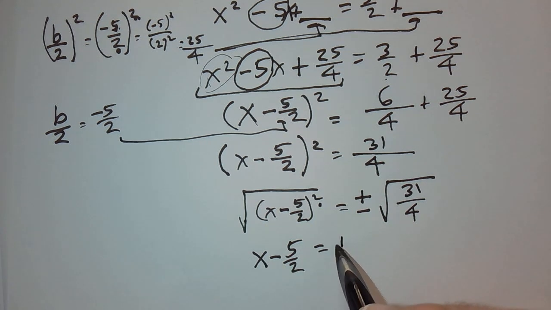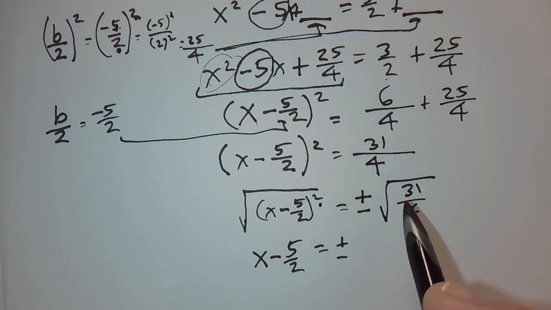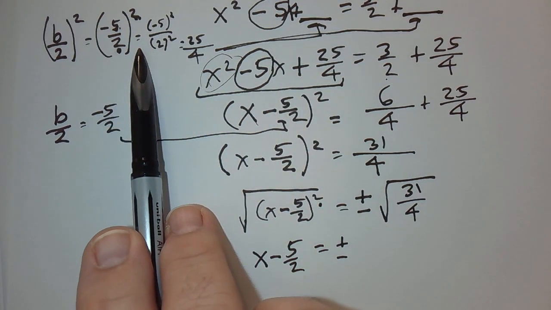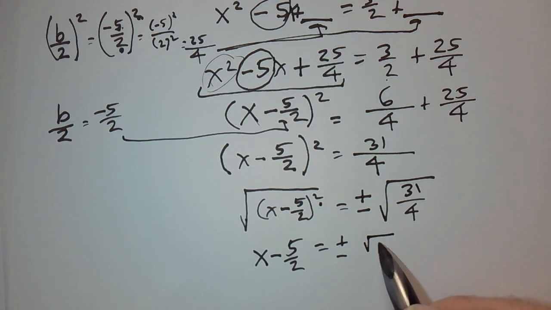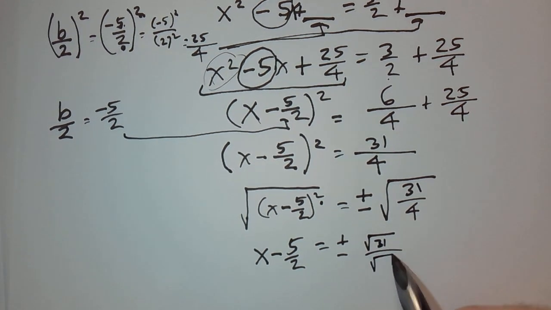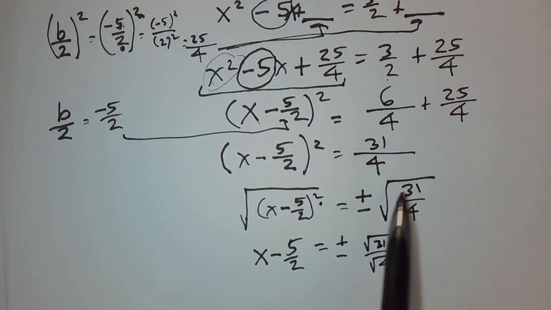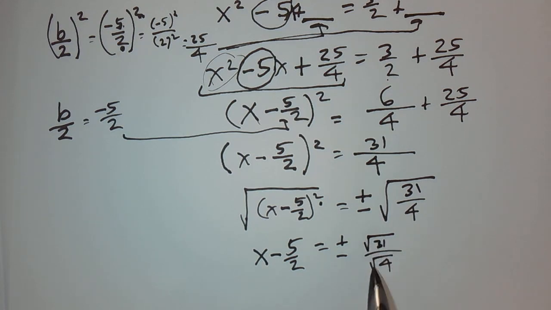Now the right-hand side, let's not forget we got plus and minus. Because we have a square root of a fraction, just like where we split up the fraction with the exponent, we can do the same thing with the square root. So you have square root 31 over square root of 4. So all I did was split it up. This was the square root of the entire thing, so we're just doing the square root of the numerator and the square root of the denominator.